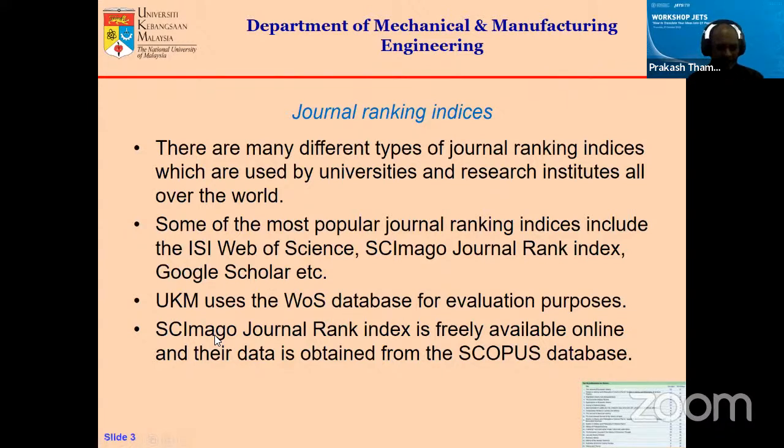SciMago is basically, I think it's free if I'm not mistaken, and their data is obtained from the Scopus engine. And I think this journal is probably Q2 or Q3 in SciMago, if I'm not mistaken. So that's very good. That means you guys are doing something good, and it's going to only go up. So congratulations to all of you for making this happen.